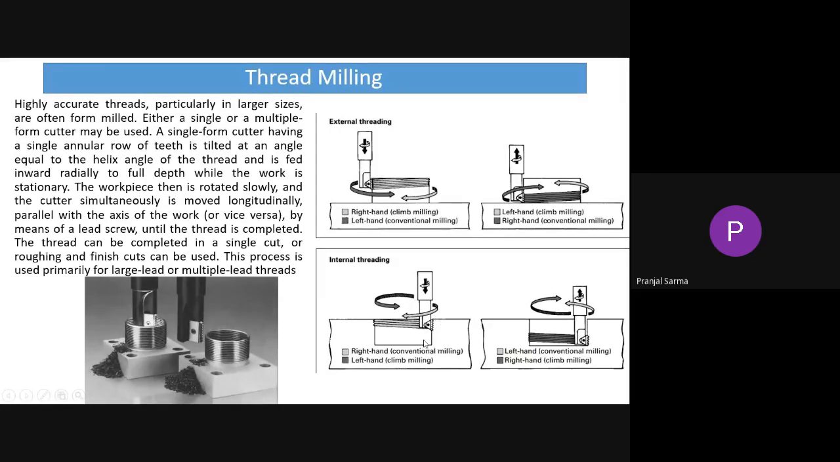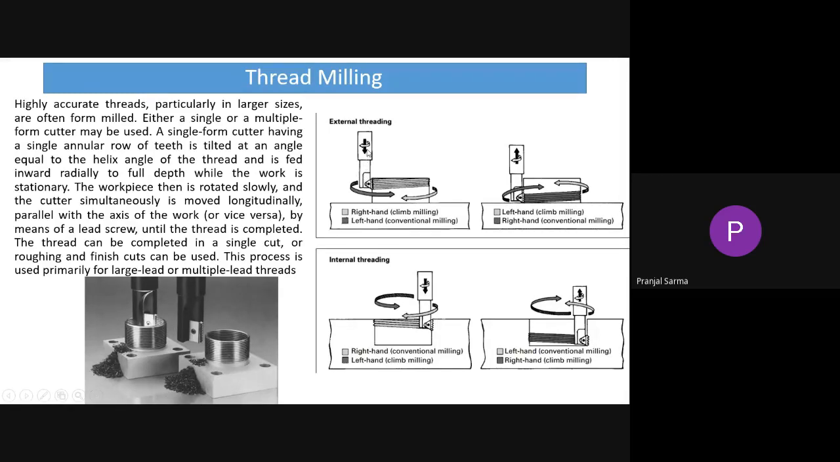So it has got a row of teeth to cut this particular thread profile. It is generally tilted at an angle equal to the helix angle of the thread that we are going to cut, and it is fed inward radially. Inward radially means along this part. If it is external threading or internal threading, the position of this particular thread cutter, the form milling cutter, will be different.